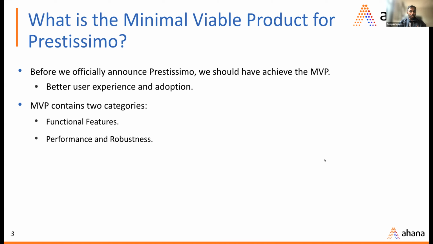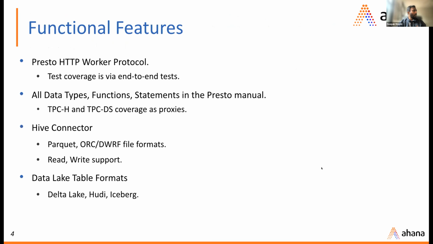So the MVP, in my view, contains two categories: the functional features and also the performance and robustness part. Any questions before that? All right. So what are the functional features? Obviously we want parity with the Java worker, so we have to implement the protocol itself correctly so that it is a drop-in replacement. We have the protocol implemented and we are testing it via some end-to-end tests inside Prestissimo, and the current hope is that that's sufficient to test the protocol implementation. For instance, any connectors that are not implemented will break because the protocol bindings are not present. So the current test coverage for the protocol itself is by adding end-to-end tests inside the CI jobs.